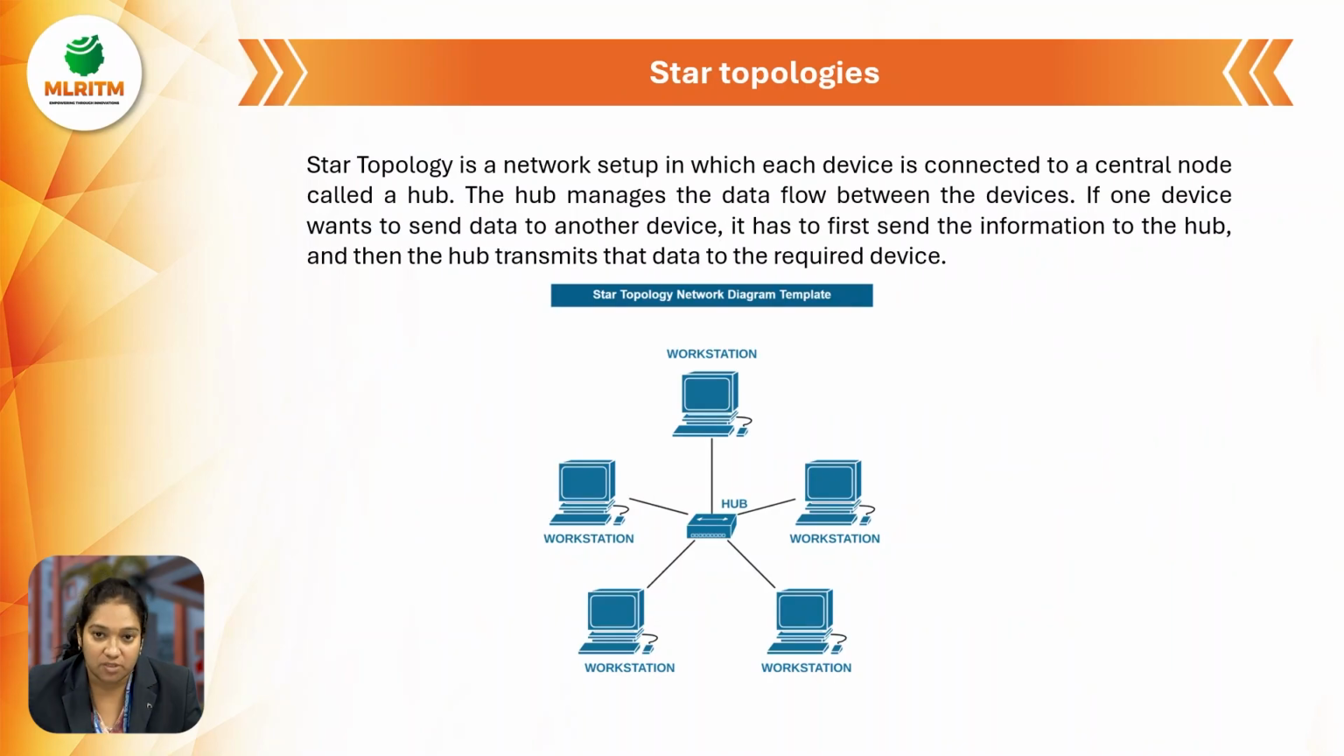First of all, a brief discussion about star topology. Star topology is a network setup in which each device is connected to a central node called a hub. The hub manages the data flow between the devices if one device wants to send data to another device. This is the diagram of the star topology. The main hub is connected with different workstations.